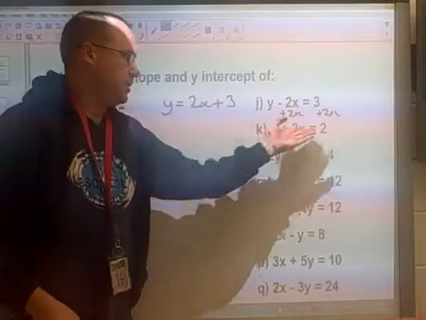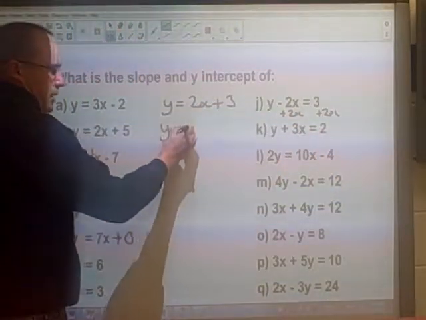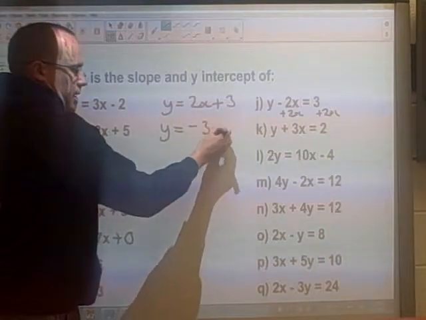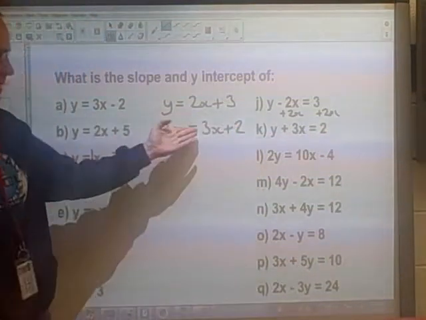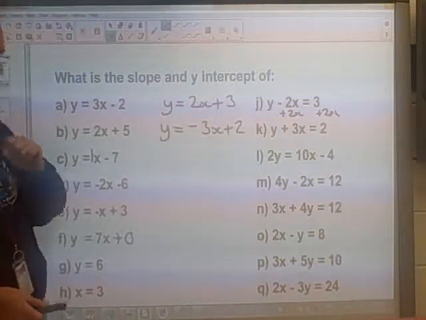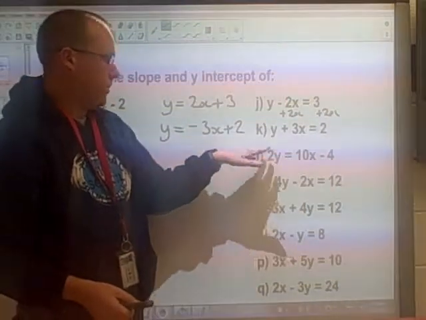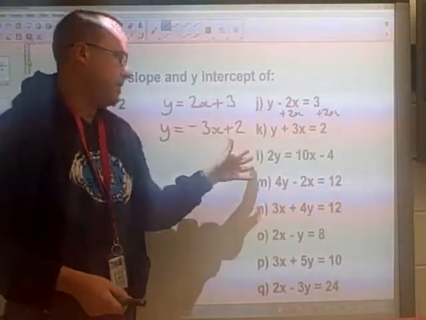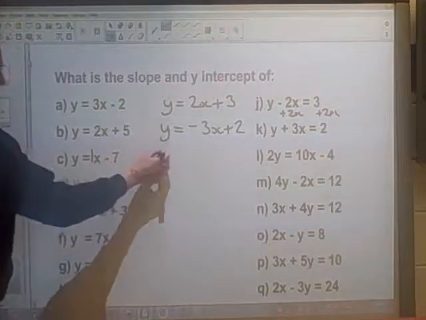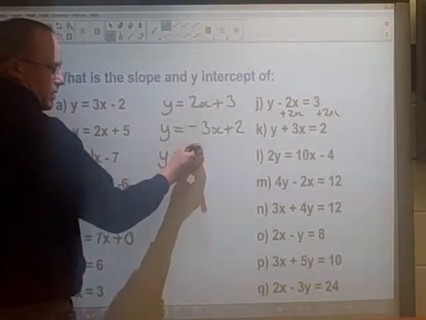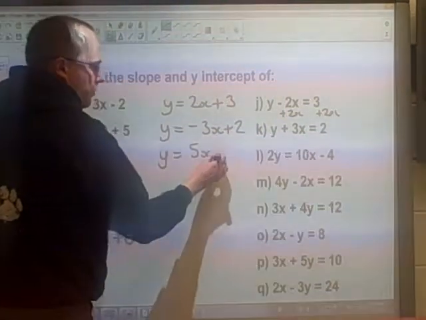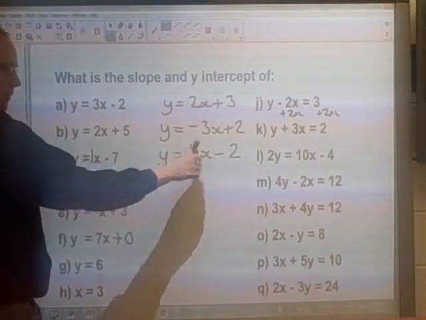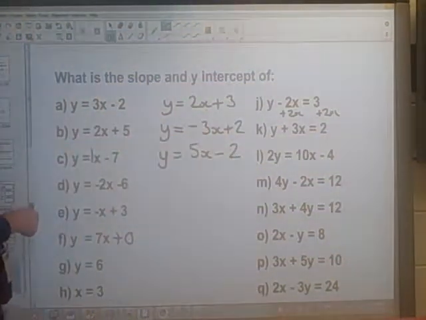Same idea with this one, we're going to subtract 3x from both sides. So we get y equals negative 3x plus 2. Slope of negative 3, y-intercept of 2. Now for this one, slightly different problem. We have 2y rather than y. So if we divide throughout by 2, then that will give us just y. So 10x divided by 2 is 5x, and 4 divided by 2 is 2. So a slope of 5, y-intercept of negative 2.